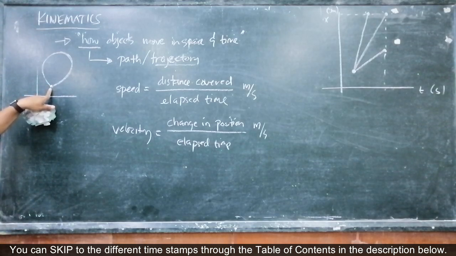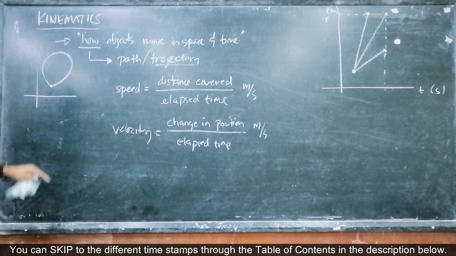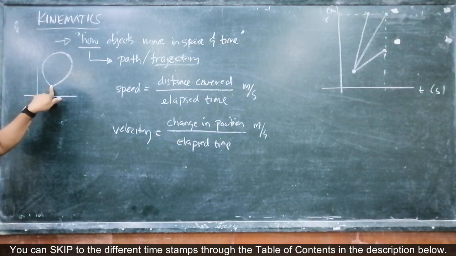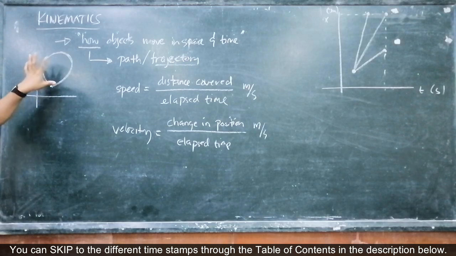How about the change in position? In this case, the change in position is 0, right? So that's the difference. In fact, you will have here a positive speed. The speed is always positive because distance covered is always positive.